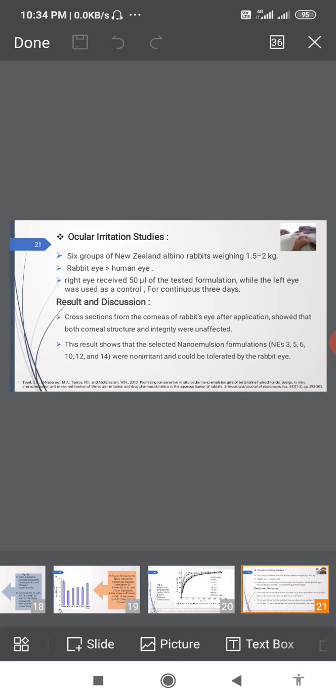Ocular irritation studies. 6 groups of New Zealand albino rabbits weighing 1.5 to 2 kg are selected. The right eye received 50 microliters of the tested formulation, while the left eye was used as a control, and this was done for continuous 3 days.